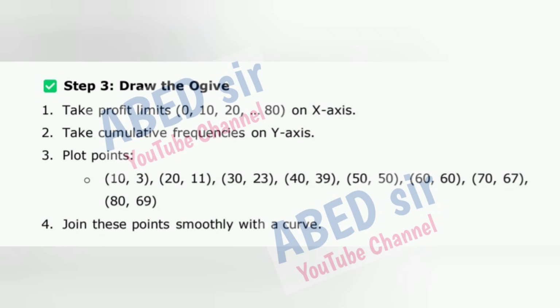Step 3. Draw the ogive. Take profit limits 0, 10, 20, up to 80 on the x-axis. Take cumulative frequencies on the y-axis. Plot points (10, 3), (20, 11), (30, 23), (40, 39), (50, 50), (60, 60), (70, 67), (80, 69). Join these points smoothly with a curve.